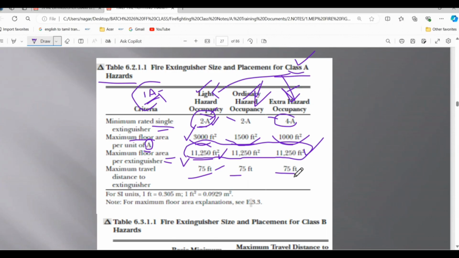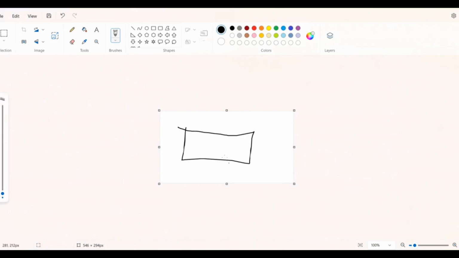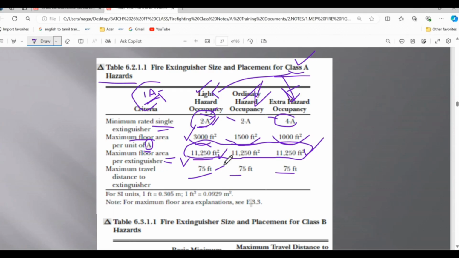So if you place one extinguisher here, the maximum travel distance is like this. If you put one circle, 75 feet only it will cover the travel distance. Okay, so the travel distance is important and the protection area is important. Both we have to consider.